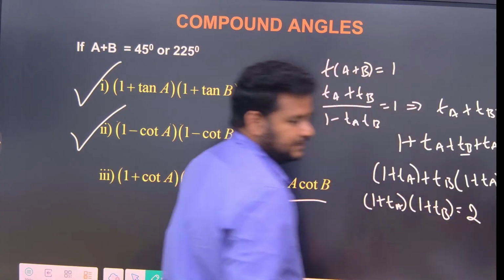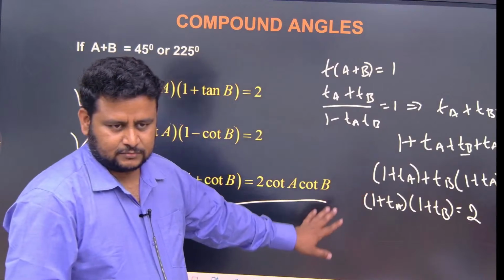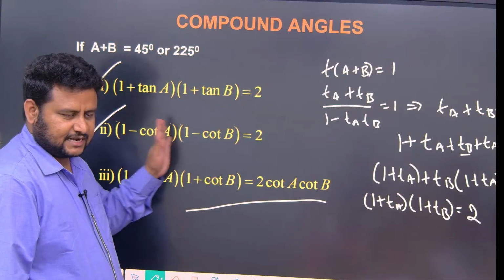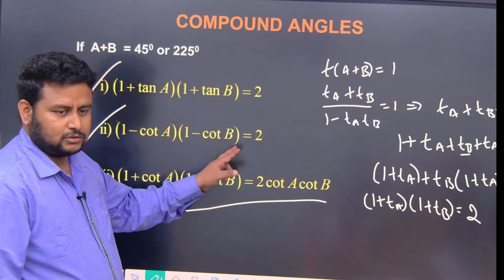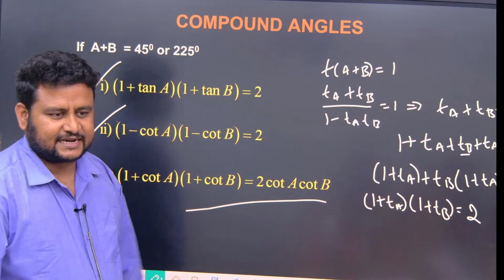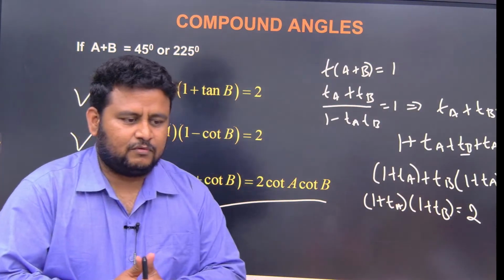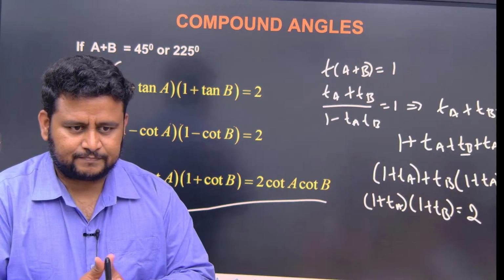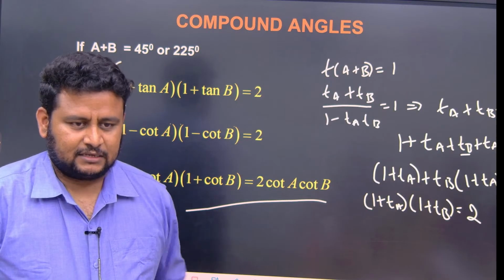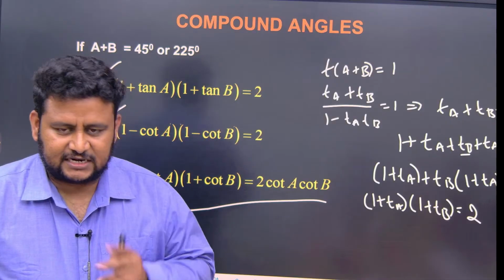This is how we are getting this result. Same thing goes for cot. So 1 minus cot A, 1 minus cot B is equal to 2. This is when it is in the first quadrant and third quadrant. If it is in the second quadrant, what will happen? 135 degrees, and also the fourth quadrant, 315 degrees.